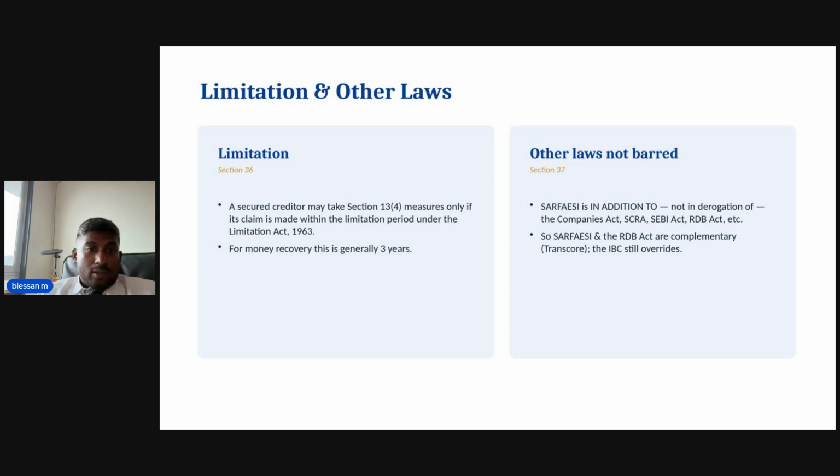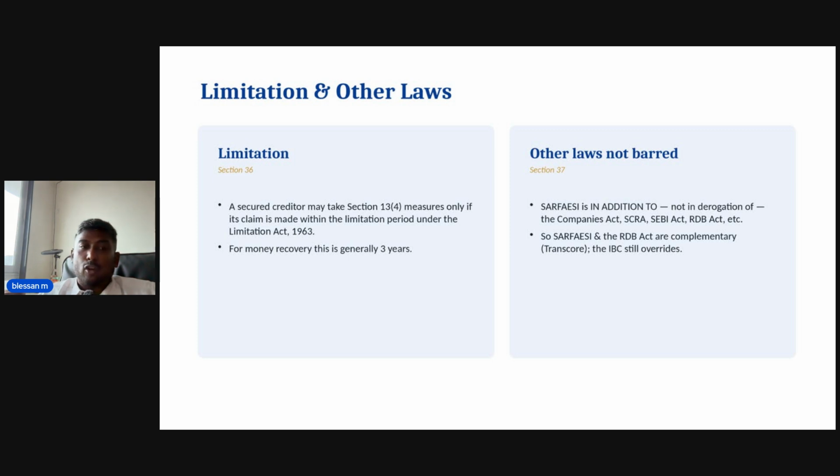The Limitation Act is very well within the scope of the limitation periods. For recovery of money, it's generally 3 years, and for mortgage it's 12 years. So, don't think that the SARFAESI Act is not affected by limitation. The Limitation Act very well applies to the SARFAESI, and other laws are not barred.